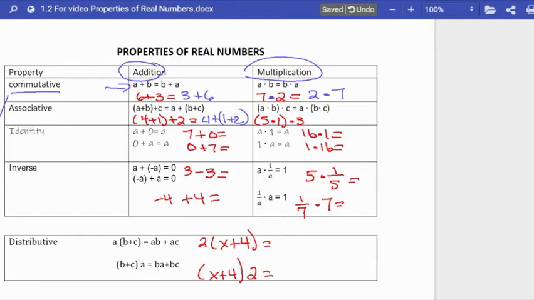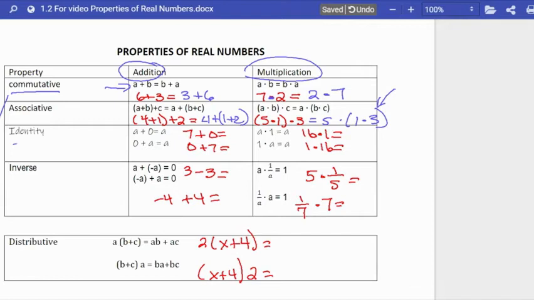Same thing is true with multiplication when we're talking about the associative property. So if I have something like 5 times 1 times 3, if I change what is grouped, what is in parentheses, I'm still going to get the same answer. So whether I have 5 times 1 on the left-hand side, which is 5 times 3 gives me 15, or on the right-hand side, if I do 1 times 3 first, which is 3, times 5 gives me 15.